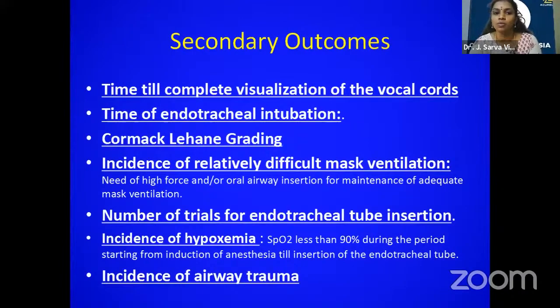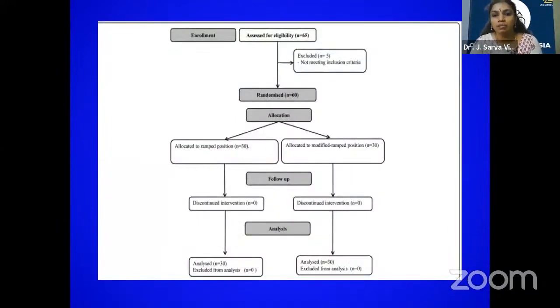The secondary outcomes were the time till the complete visualization of the vocal cord, the time taken for endotracheal intubation, the Cormack-Lehane grading, the incidence of relatively difficult mask ventilation, the number of attempts that was made to insert the endotracheal tube, and any incidence of hypoxemia or airway trauma was also noted. This is the base of the study. It consisted of 60 patients who were randomized into 30 each in each group.